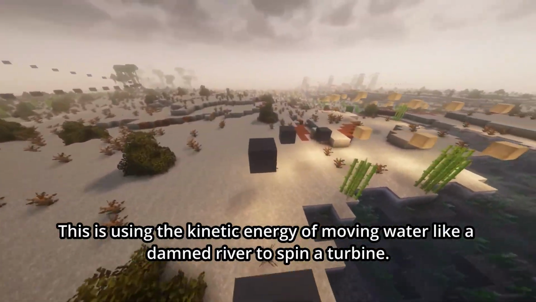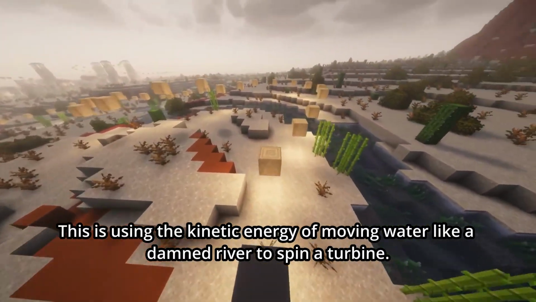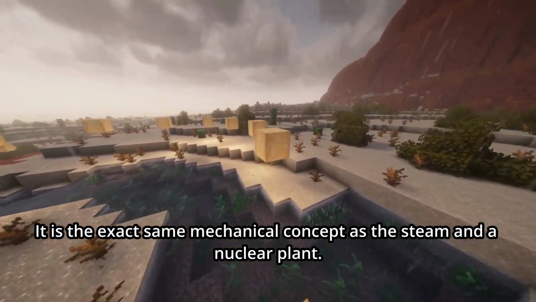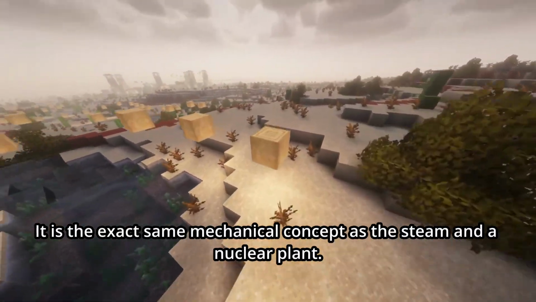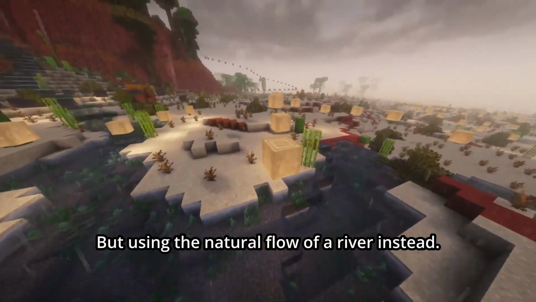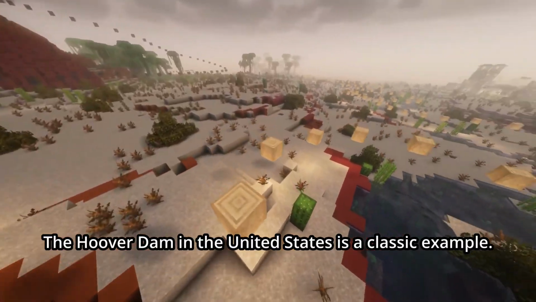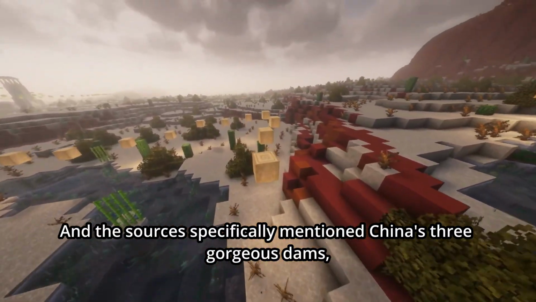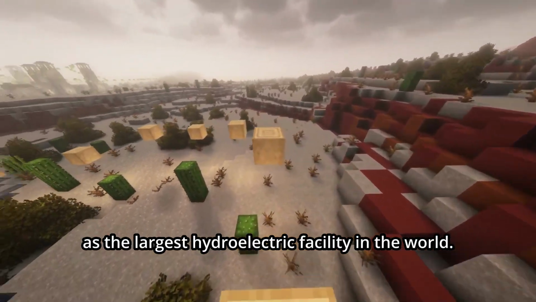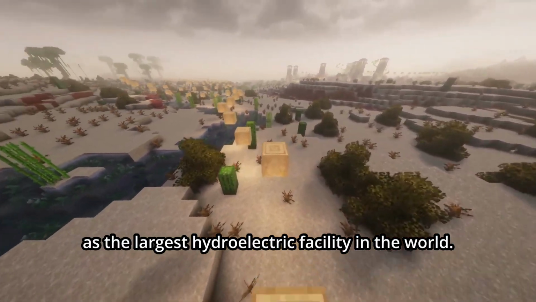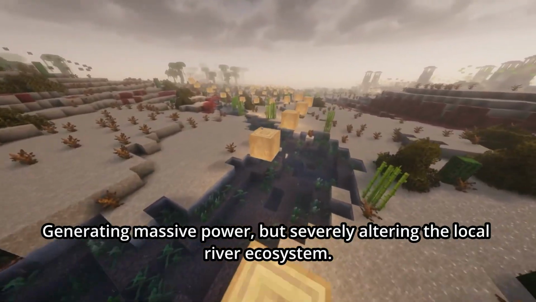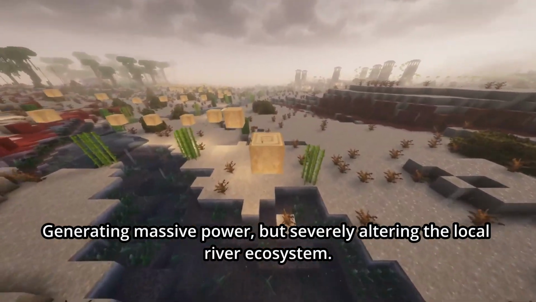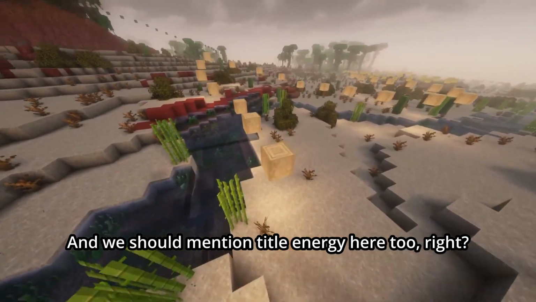Next up is hydroelectric power. This is using the kinetic energy of moving water like a dammed river to spin a turbine. It is the exact same mechanical concept as the steam in a nuclear plant, but using the natural flow of a river instead. The Hoover Dam in the United States is a classic example, and the sources specifically mention China's Three Gorges Dam as the largest hydroelectric facility in the world, generating massive power but severely altering the local river ecosystem. And we should mention tidal energy here too, right?